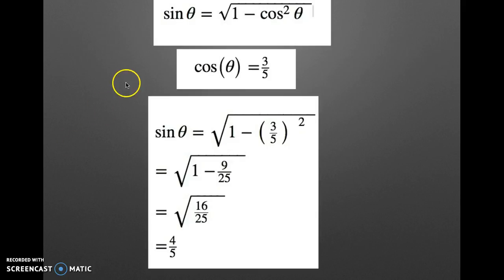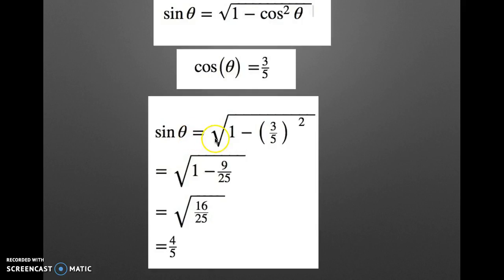By knowing this, we can use the formula sine of theta equals the square root of 1 minus cosine of theta squared to find cosine or sine. In this problem, we are trying to find the value of sine of theta. Now, we already have the value of cosine of theta, which is 3 over 5. So we can substitute 3 over 5 for cosine of theta in this equation.